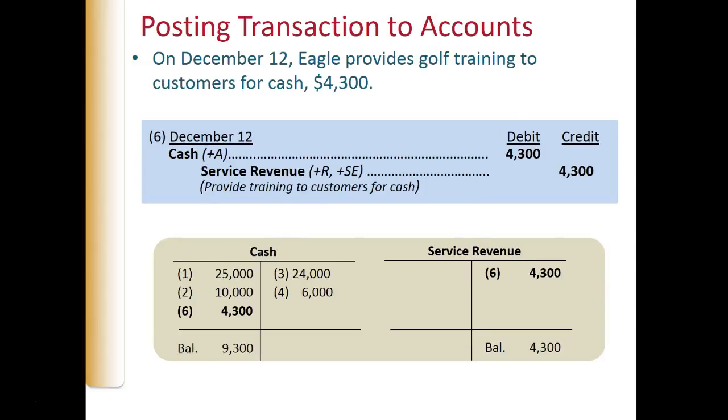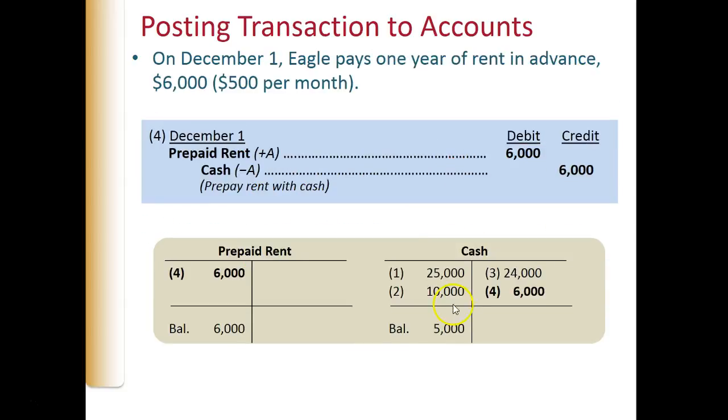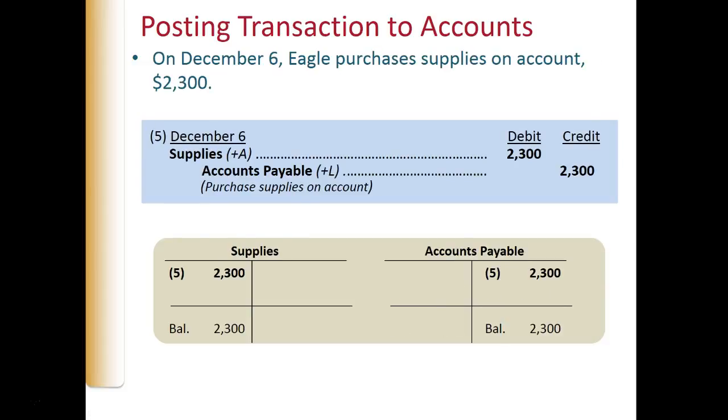If you look here, do you see how our prepaid rent, we showed transaction 4, a debit here of 6, cash, a credit of 6, we put it over here. You see how we're just posting these various transactions to the accounts they belong to.